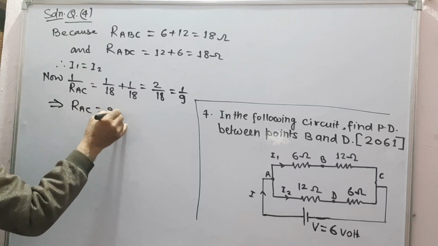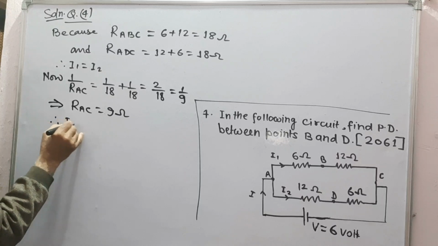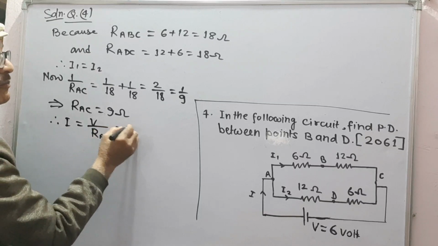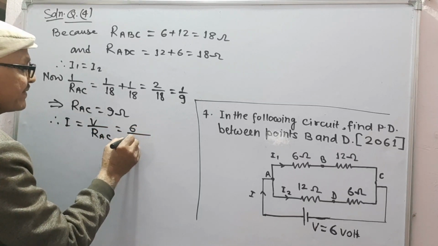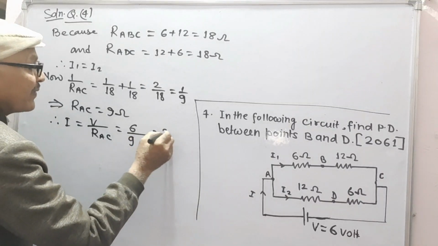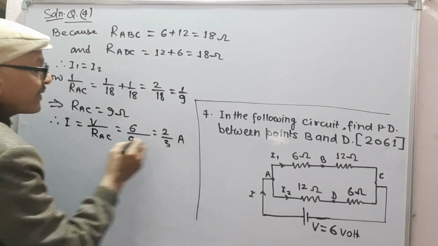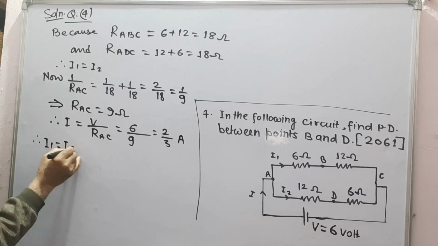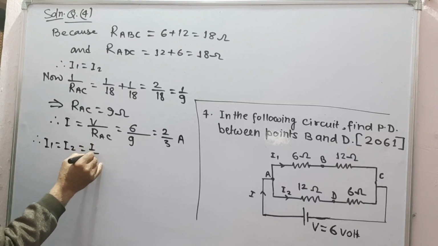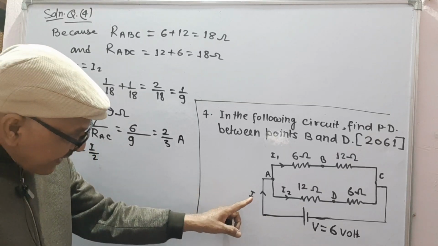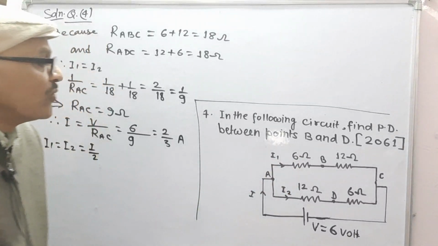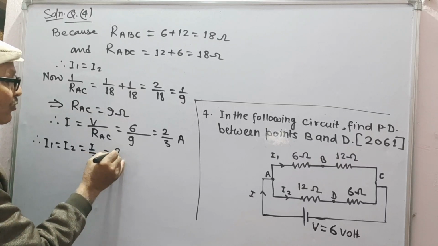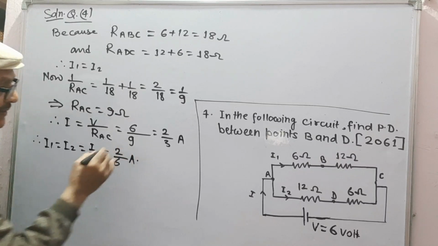R_AC as 9 ohms. Now, the current in the circuit will be equal to V upon R_AC. V is 6 volt and R_AC is 9. So, the current will be 2 by 3 ampere. Therefore, I1 will be equal to I2, which is equal to I by 2, because current I will be equally divided into two branches. So, it will be 2/6 ampere.